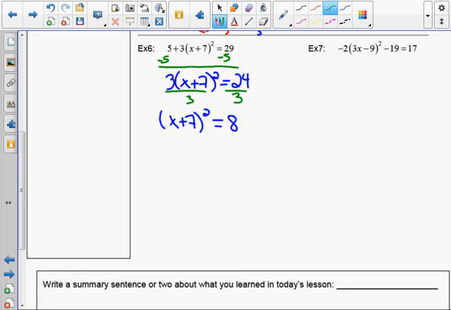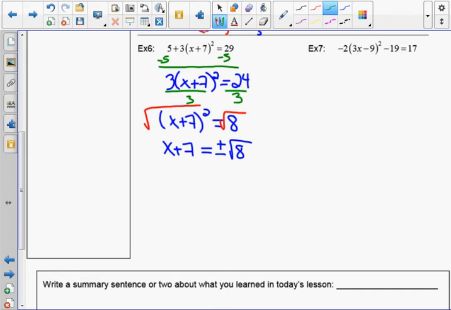Now we're at the step where we're ready to square root both sides. So square root of the left, square root of the right. And you want to remember, because we have the square root of an x plus 7 squared, they're going to cancel each other out. So all we have left is the x plus 7. I'm going to put this in blue. And remember, whenever you square root both sides, it's always going to be plus or minus the square root of that number. Now 8 isn't a perfect square, so we're going to have to simplify the radical.